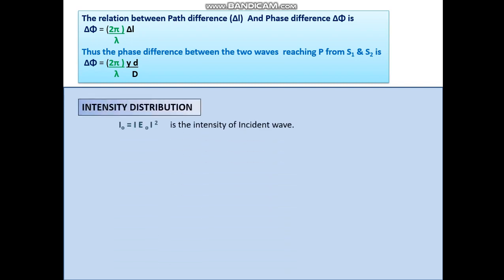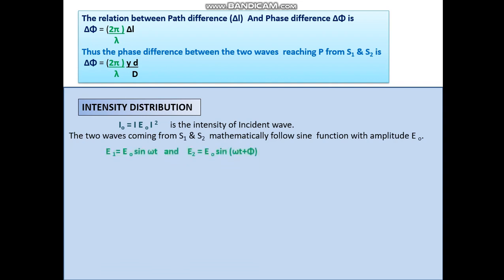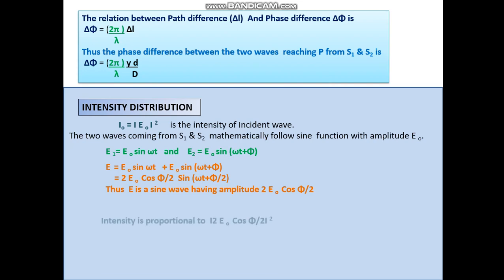Now, let's talk about the intensity distribution. I naught is directly proportional to E naught squared, where I naught is the intensity of the incident wave. The two waves coming from S1 and S2 mathematically follow the sine function with the amplitude E naught. Therefore, E1 is equal to E naught sin omega t and E2 is equal to E naught sin (omega t plus phi). E is equal to E naught sin omega t plus E naught sin (omega t plus phi). Using trigonometric identities, that is equal to 2 E naught cos phi by 2 into sin (omega t plus phi by 2). Thus, E is a sine wave having an amplitude 2 E naught cos phi by 2.